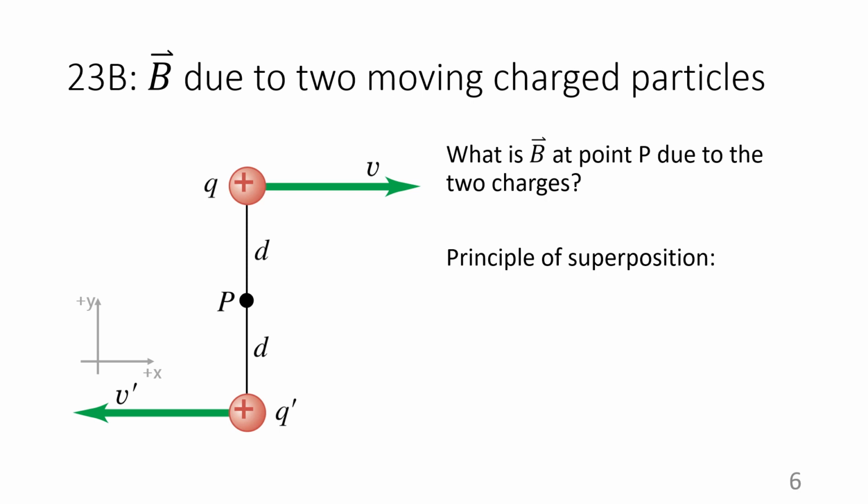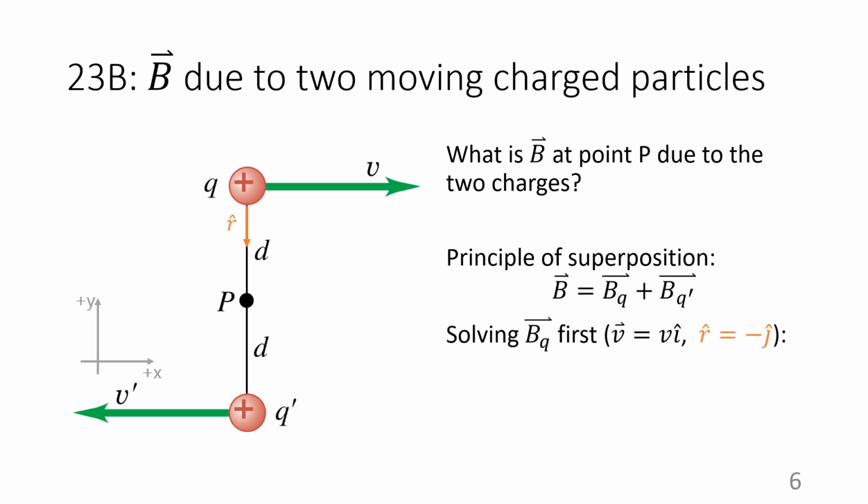Now, from the principle of superposition, the total magnetic field is just the sum of the magnetic field contributions of each of the moving charges. Let's solve for the contribution of the top charge first. We note that its velocity is v i hat, and its corresponding r hat vector, as you can check in the orange arrow, points at negative j hat.